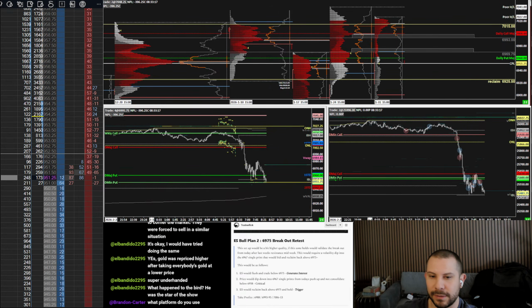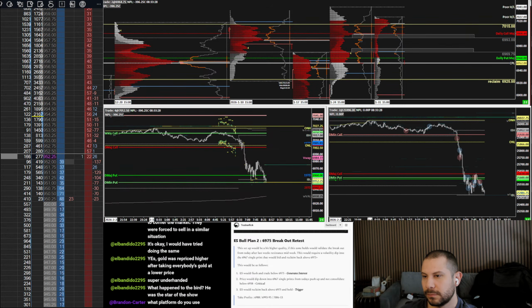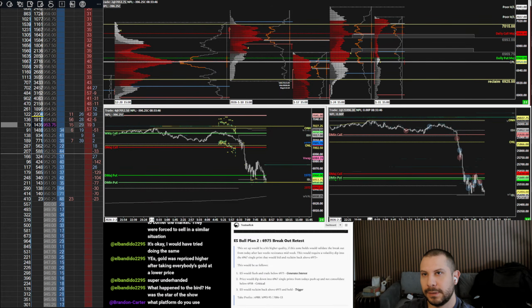Given where we're trading and the way the profile looks on the day. But yeah, platform is Sierra Chart, and Jigsaw for the DOM.